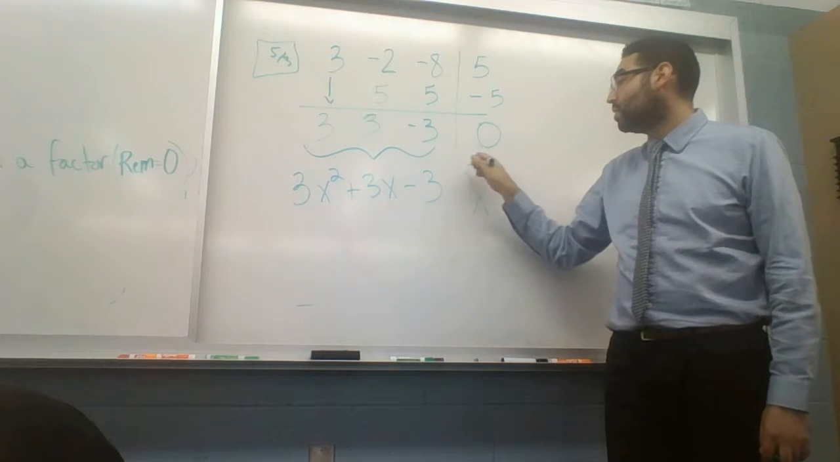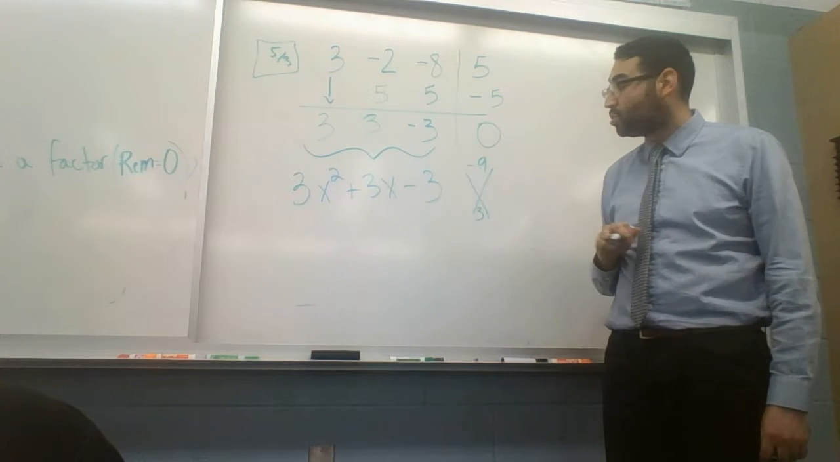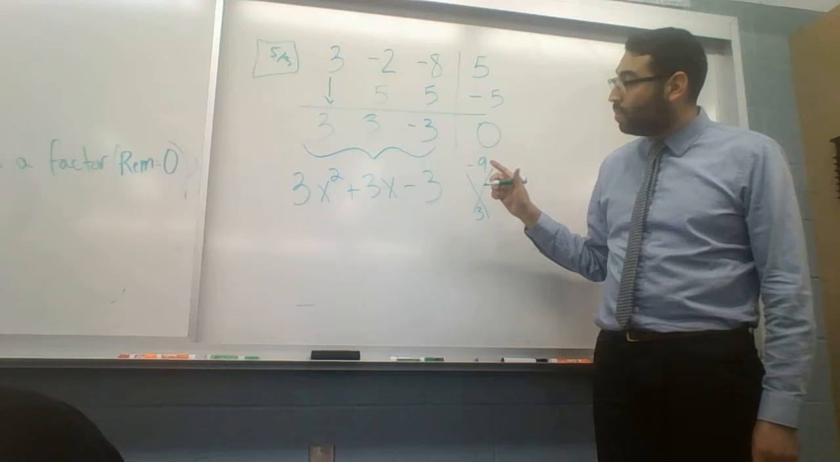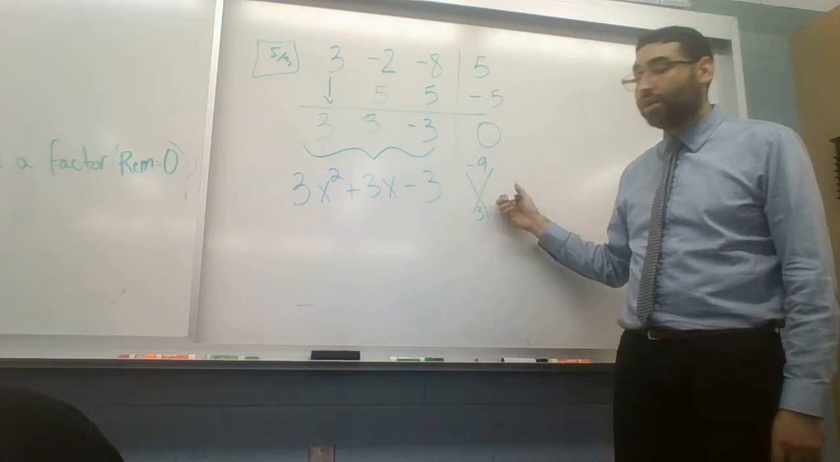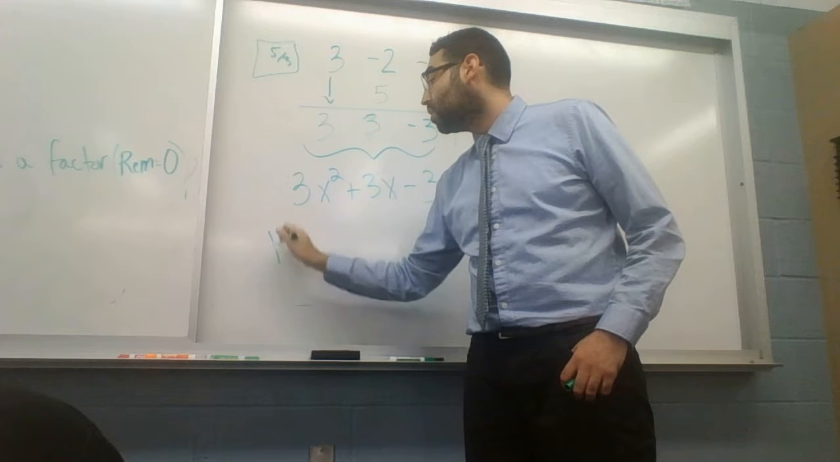So I try x box. Does anything multiply to -9 and add up to 3? No, I don't see anything. So then we've got to do something else. We're going to do the quadratic formula.